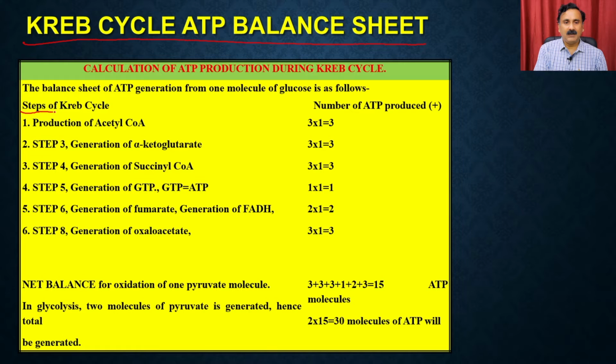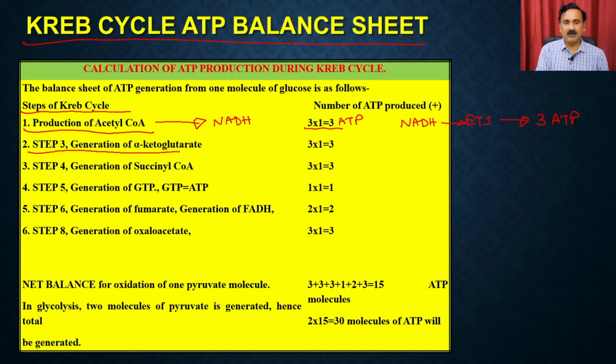So what you see is the steps of the Krebs cycle. In the first step, when there is a production of acetyl CoA, it is going to give you 1 molecule of NADH, right? And remember that if the NADH is utilized in the electron transport chain, it is going to give you 3 ATP molecules, and that's why we have put the 3 into 1 molecule, right? So 3 ATP molecules are produced in the production of acetyl CoA.